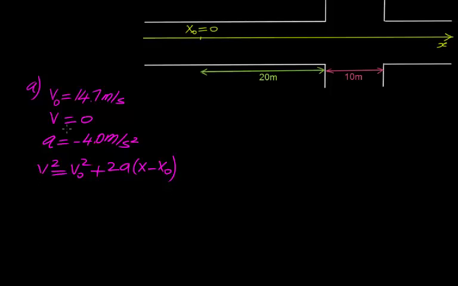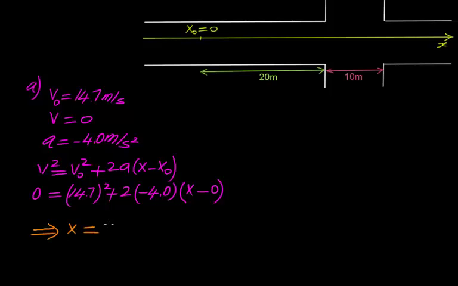The final velocity, as I stated earlier, equals 0. The initial velocity is equal to 14.7, make sure you square it, plus 2 times the deceleration, which equals negative 4.0 meters per second squared, times the final position x minus the initial position, which equals 0. Solving for the position x, we obtain 27.0 meters.